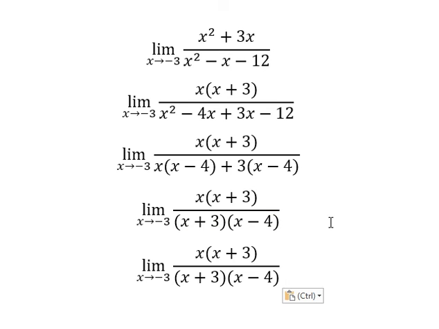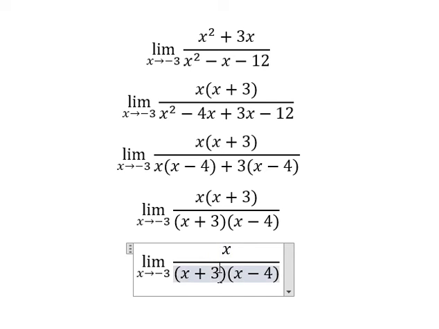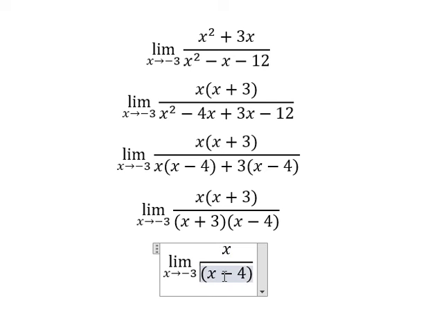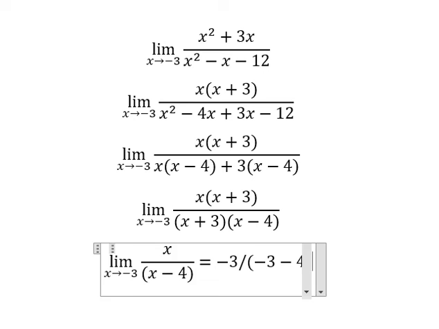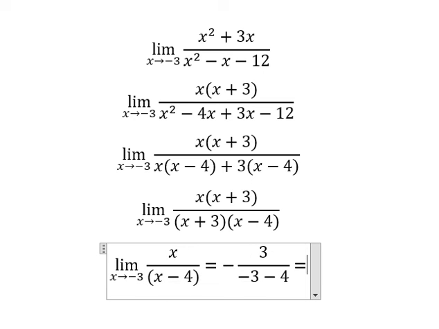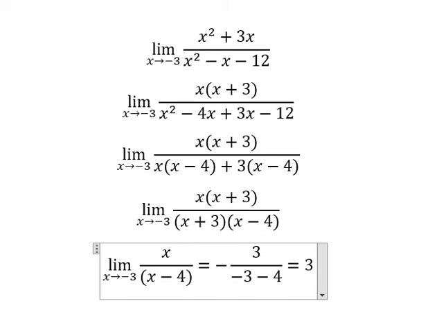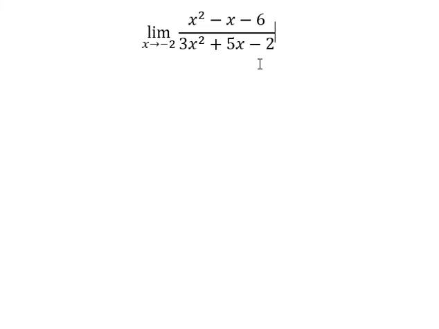Now, we need to simplify the numerator and denominator. Now, we put negative number 3 here and here. And this one we have number 3 over number 7. Now, let's go to the next one.